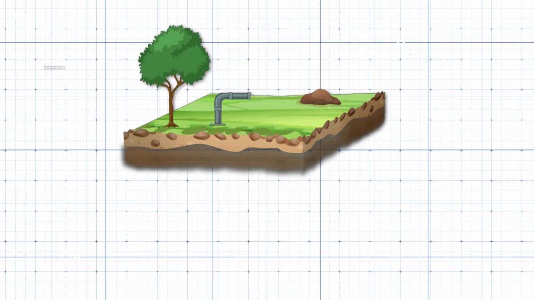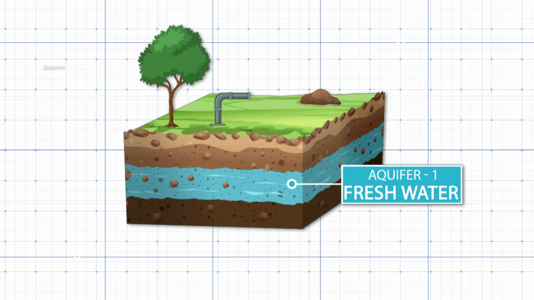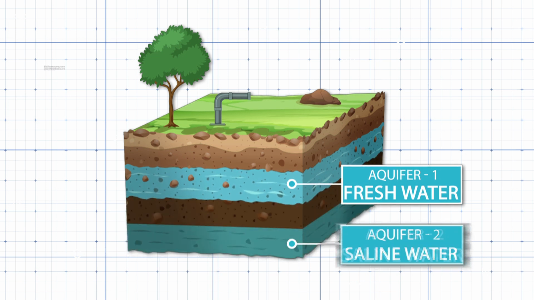So such rock units which have pores filled with water and are capable of yielding water to wells are known as aquifers. In this simplified diagram, the blue colored layers represent aquifers. Wells are so constructed that they tap these aquifers.